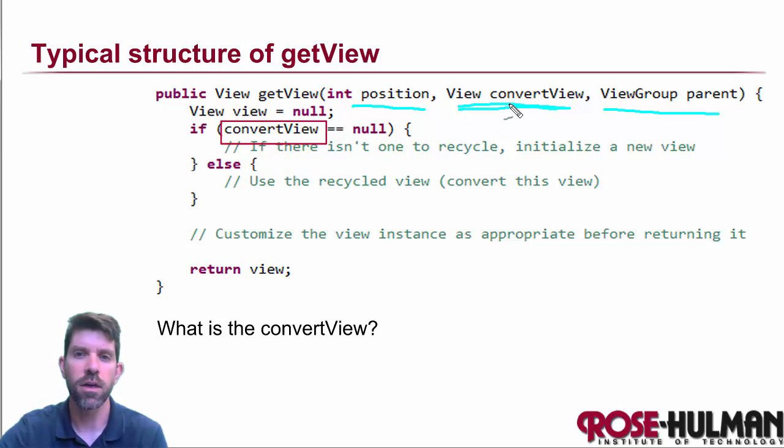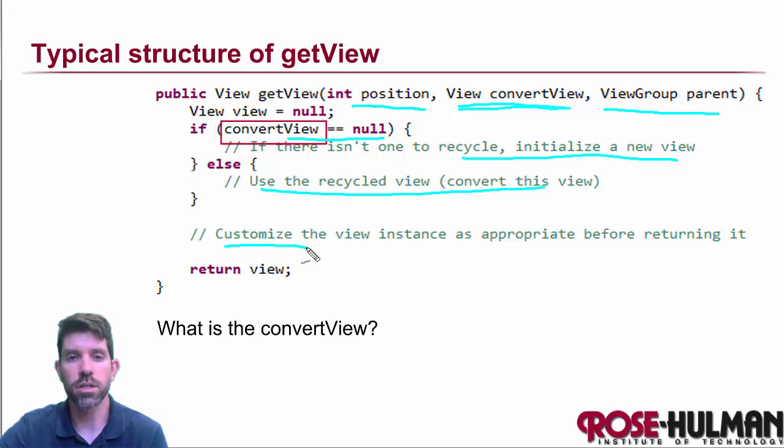Right? So if one has already been created and it's passed in, then it clearly won't be null. So we can just use it, right? On the other hand, if it hasn't been created before, it's going to be null. Then we're going to have to initialize a new one, all right? Once we've done that, then we're going to do any sort of customization that we need to do before we actually return it. All right.